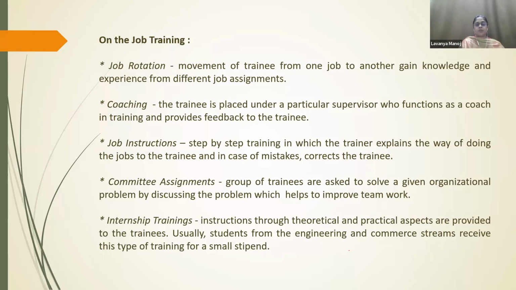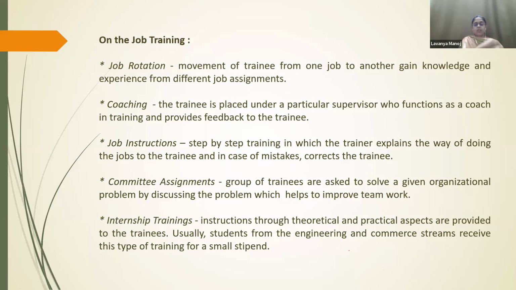Committee assignments. A group of trainees are given a task, and they can take their own responsibilities. They can decide who performs which work, and they themselves can decide how to go about things, and finally they have to complete the task. So this is committee assignment.